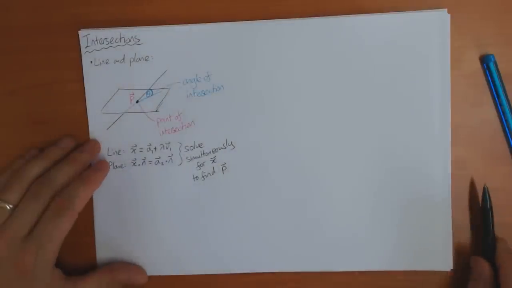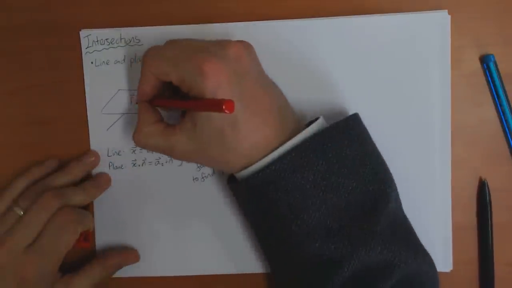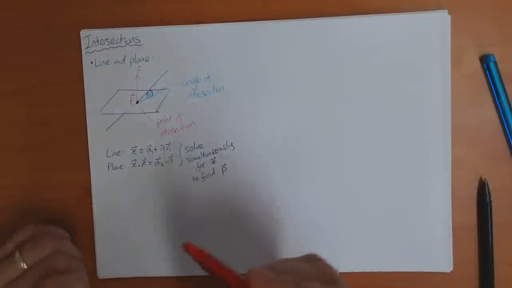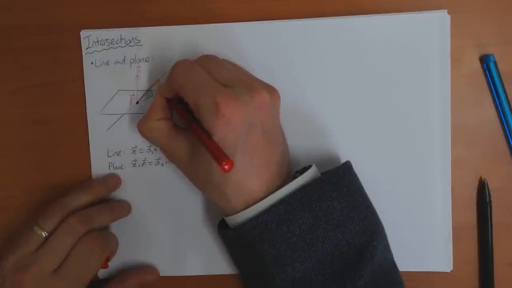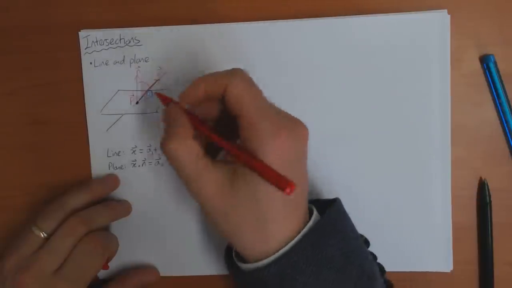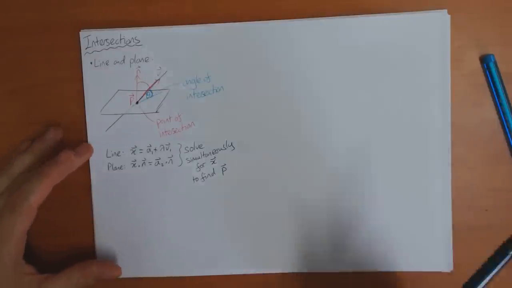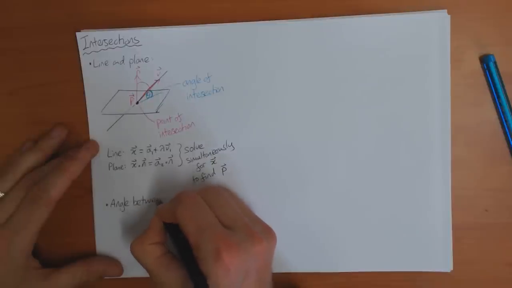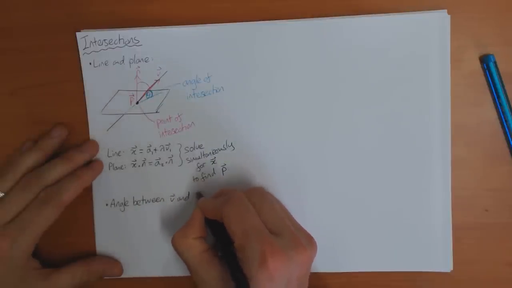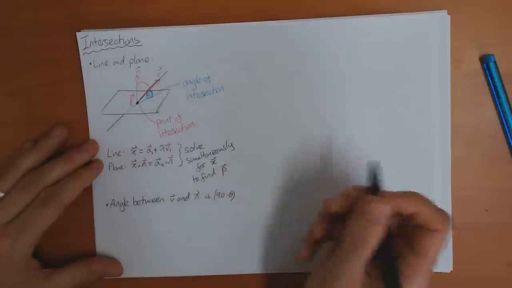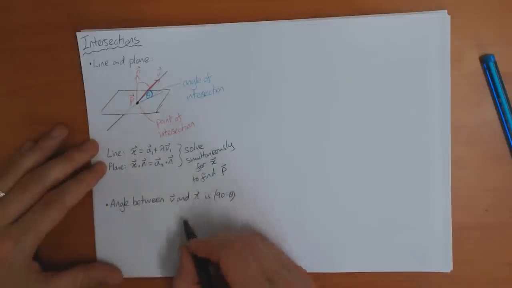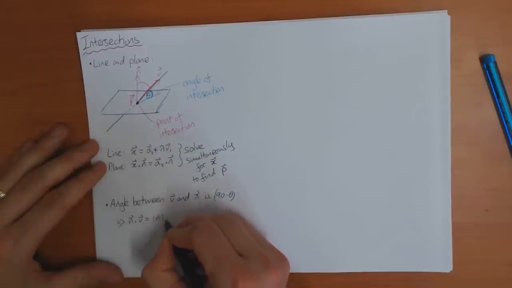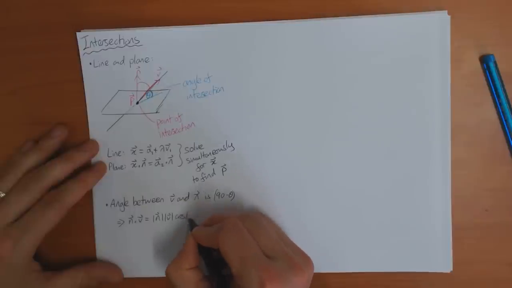You can also calculate the angle of intersection because we know the normal to the plane. The normal to the plane is like this, n. And you can see that the angle between V and N here is just 90 minus theta. So in other words, we have that the angle between V and N is 90 minus theta. But we know how to calculate angle using the scalar product. We know that N dot V is length N, length V times the cosine of the angle between them.